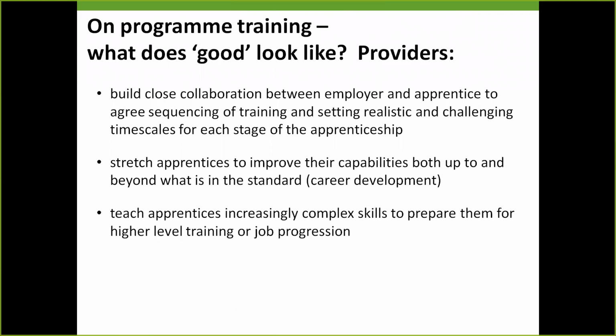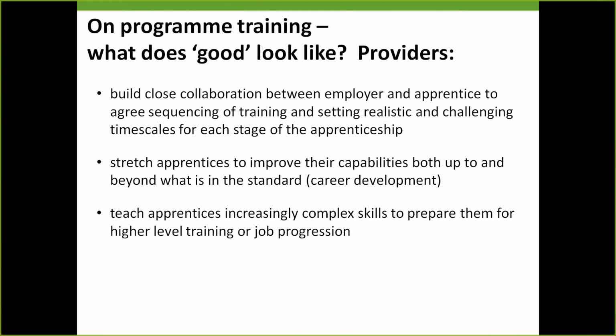Teach apprentices increasingly complex skills to prepare them for higher levels and also for job progression. Just because the qualification might not be delivered doesn't mean assessment goes the journey. You'll notice when we go through the standard, in customer service practitioner and customer service specialist, there's no mandated qualification as part of these standards. But just because there isn't a particular qualification doesn't necessarily mean that you can't put on training courses and modules that really stretch that learner and prepare them for their next steps.